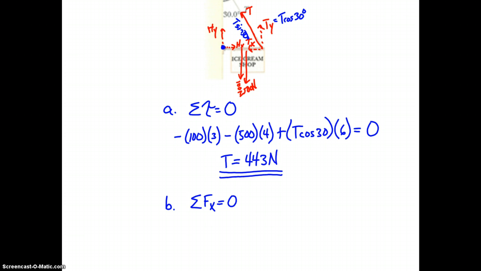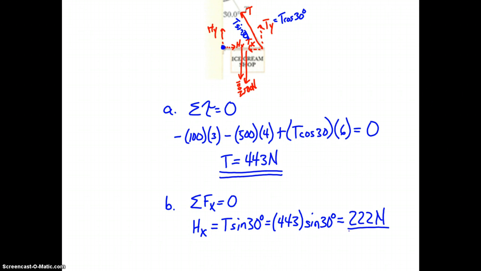The summation probably would look something like Hx minus T sine 30. But since there's only two forces there, we can simply just set them equal to each other. Hx equals T sine of 30 degrees. We sub in our value of the tension we solved in A. And that looks to be a value of 222 newtons, which makes sense. It's half. Sine of 30 is 1/2. So to 3 digits, 222 newtons.